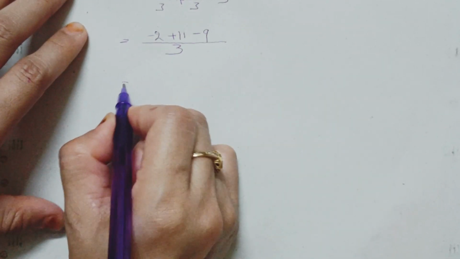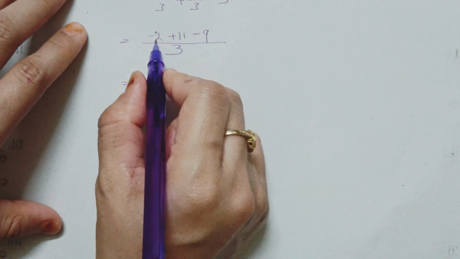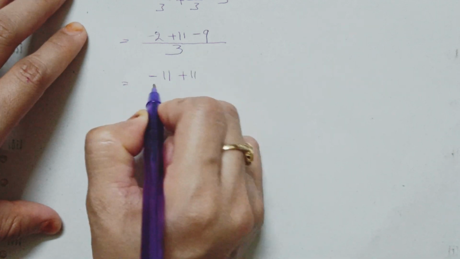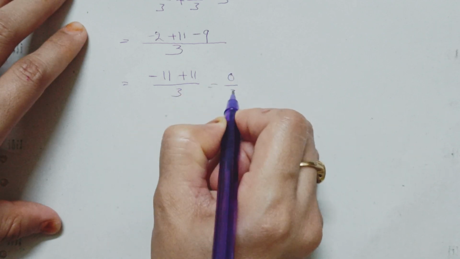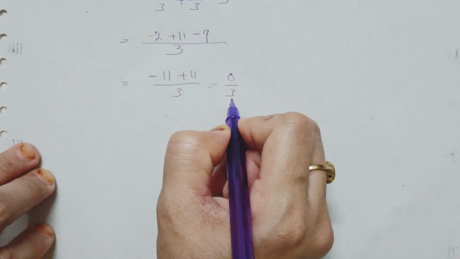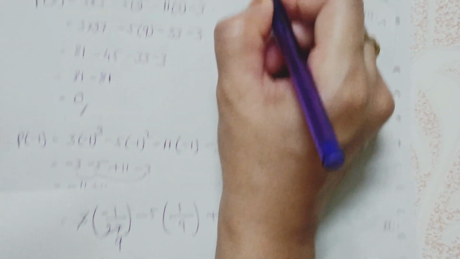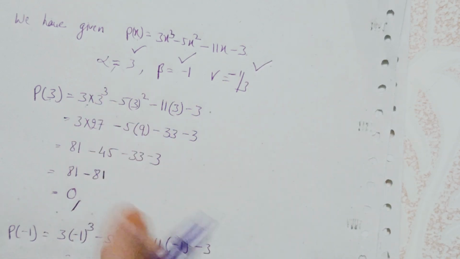Okay, so minus 2 minus 9 is minus 11 plus 11 divided by 3. So 0 by 3. So 0 by something is always a 0. So the third condition, the third 0, is also satisfied. So we have satisfied all the three zeros.